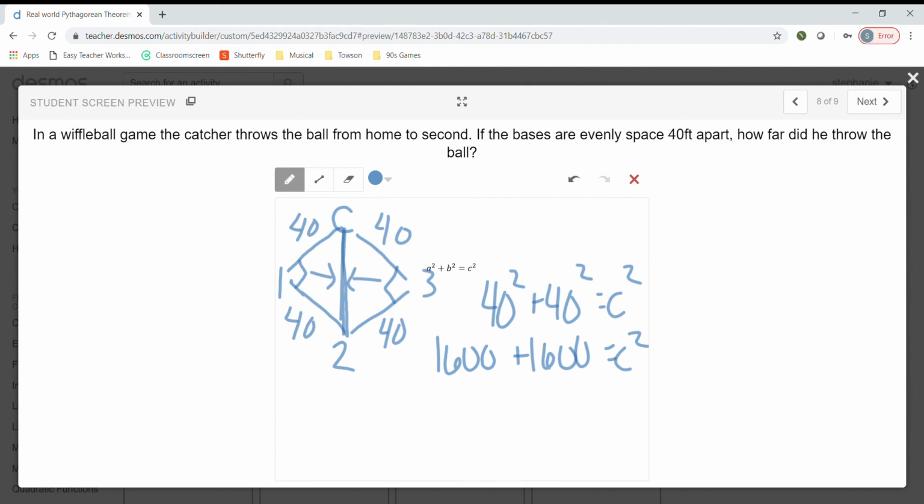So that, I asked myself, can I add this together? Yes, I can. 3,200 equals C squared. I take my square root. C is equal to 56.57. Okay, so that is the length from the home plate all the way to second base.